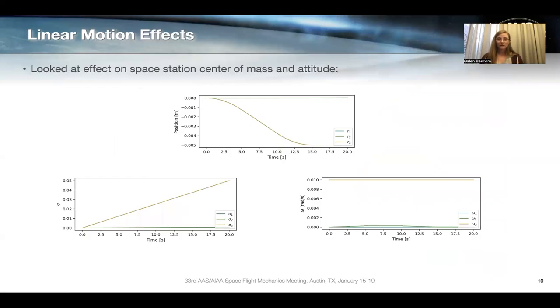Then we took a look at the effect on the space station center of mass and attitude of having this linear motion from the bottom to the top. For the plots that I'm showing here, this is the most extreme case, the biggest mass with the highest speed. You can see that as the mass moves up, the space station moves down, as is expected. And during the motion, you can see a change in the angular velocity of the hub.